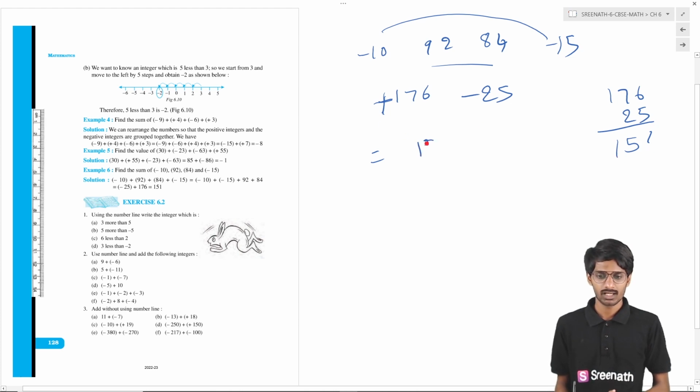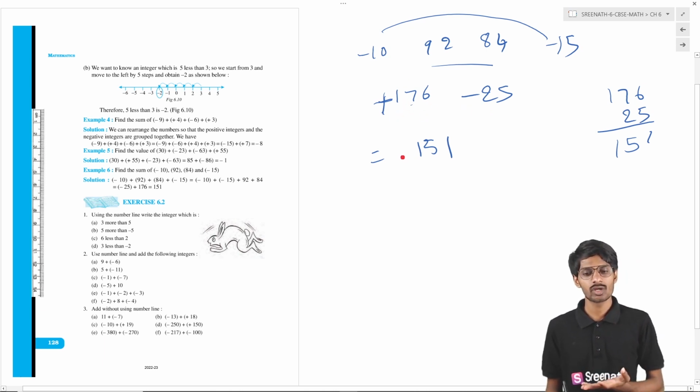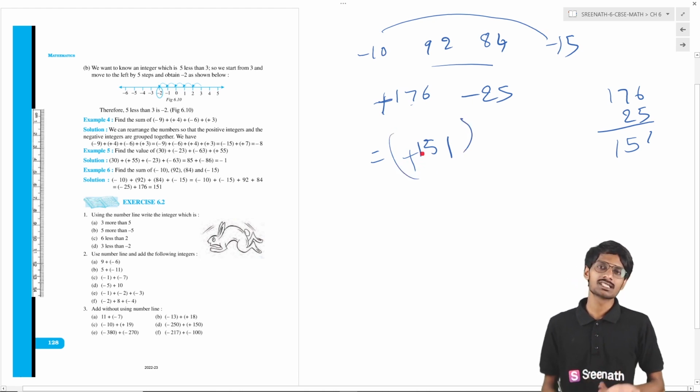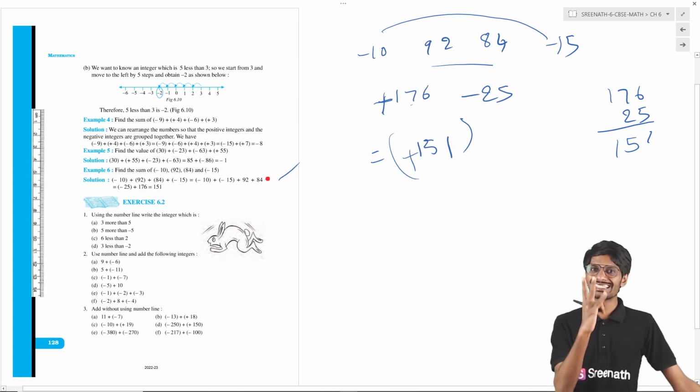So 151. What is the sign? Which is the biggest? Between 176 and 25, 176 is the biggest. The sign of 176 is plus, so we have to represent the plus sign. So this is the answer. So in this way you have to perform the addition, students. So finally you have understood how to add integers.